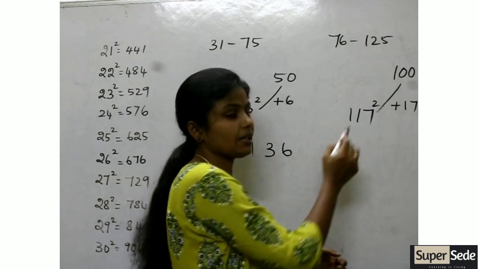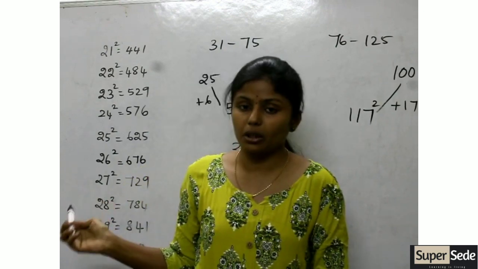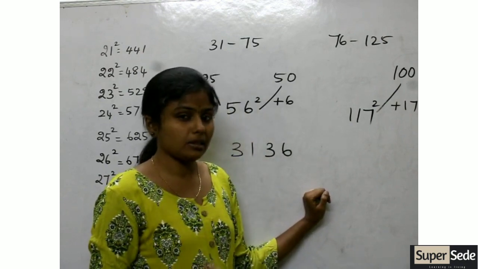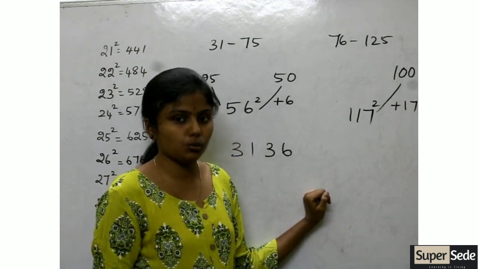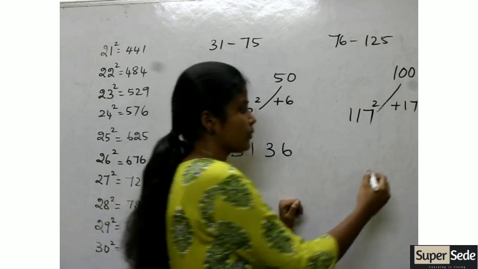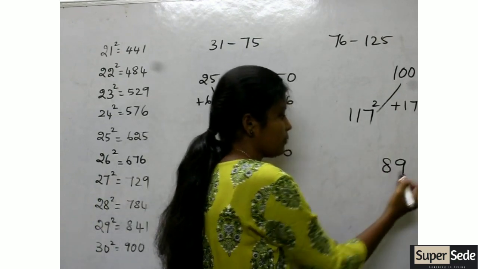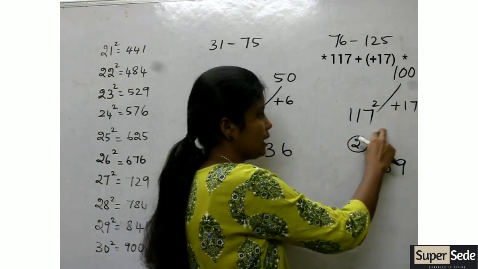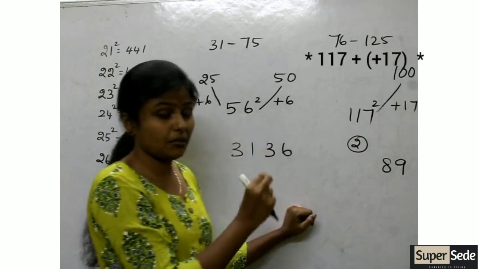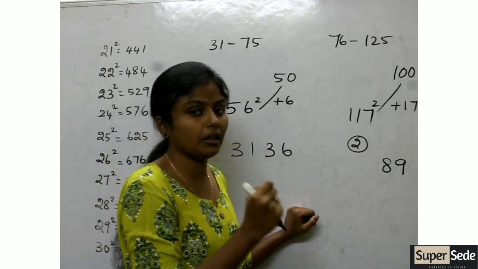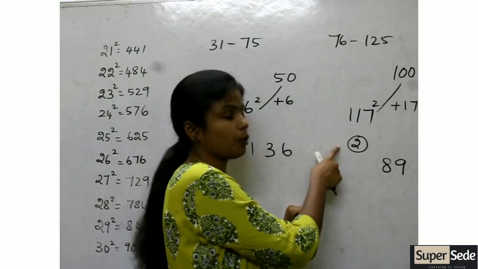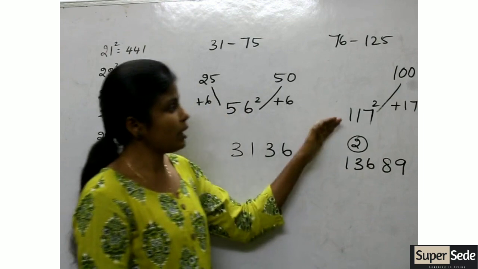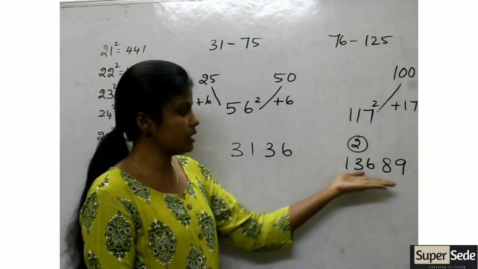What is 17 square? 17 square is 289. 289 is a three-digit number and I need only two digits. So I am going to write only 89 and take that 2 as a carryover. Now take this 17 and add it to 117. 117 plus 17 is 134. 134 plus the carryover 2 makes it 136. So 117 square is 13689.